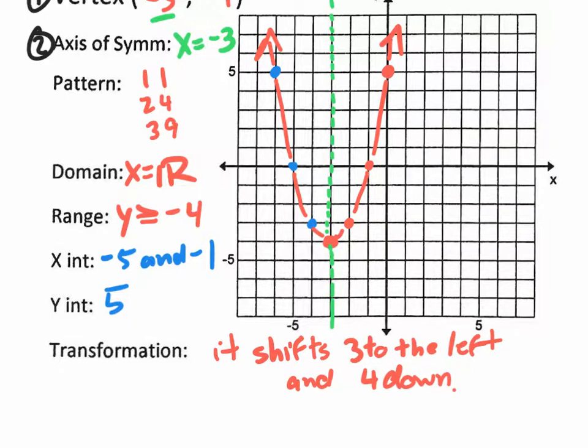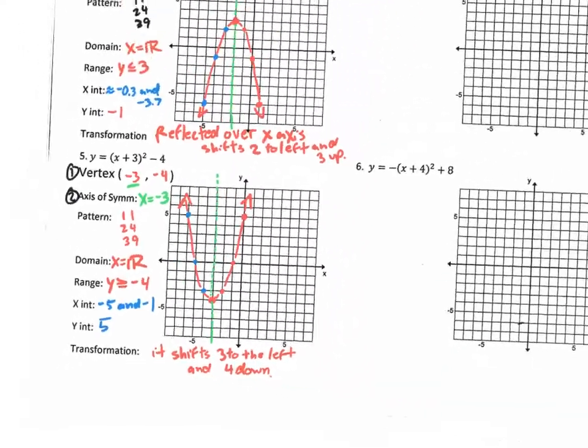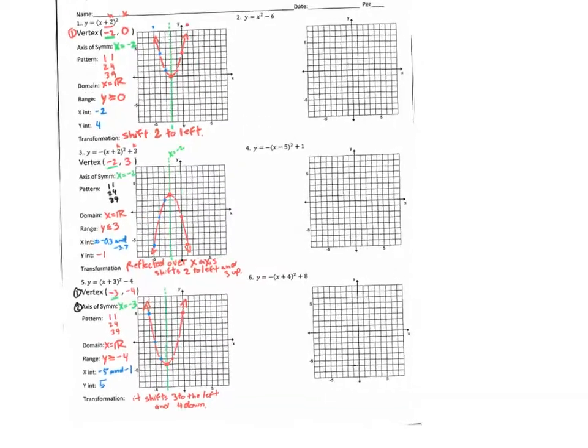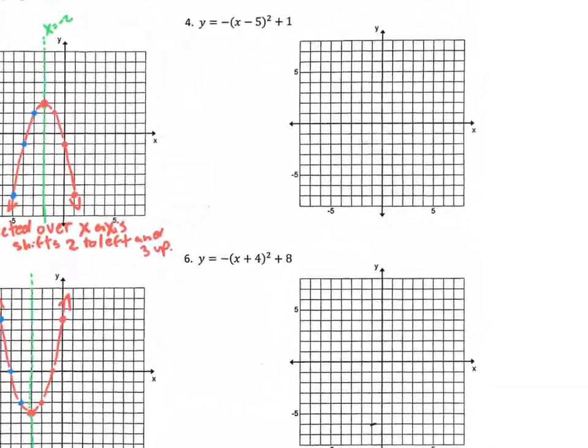Now we'll talk about transformations more seriously tomorrow. Right here we just want to practice thinking of what happens from the original parent graph to get to this new one. You know what? Let's jump around. Let's try number 4 or number 6. Pick one. 6.